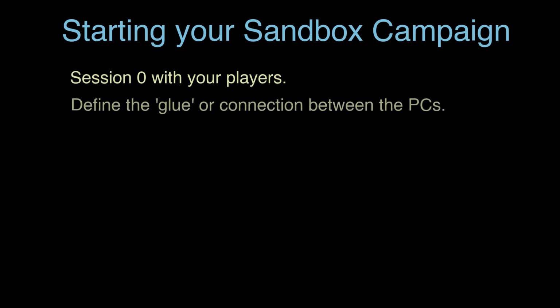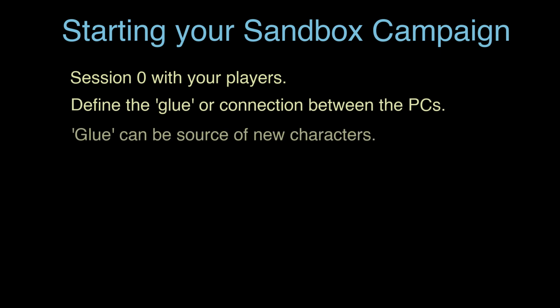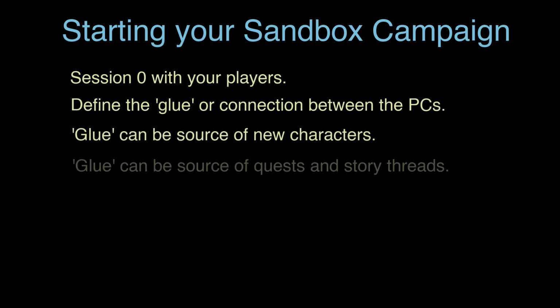So you know you want to play a sandbox campaign with Pathfinder 2e. How do you get started? First, it helps to have a session 0, and work with your players to create characters, and more importantly, define how those characters are each connected to each other. A good glue helps to get the story started. Remember, they may be bringing in new characters throughout the campaign. It helps if there is a binding story element that enables this.